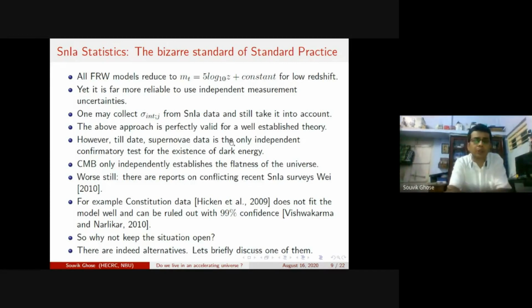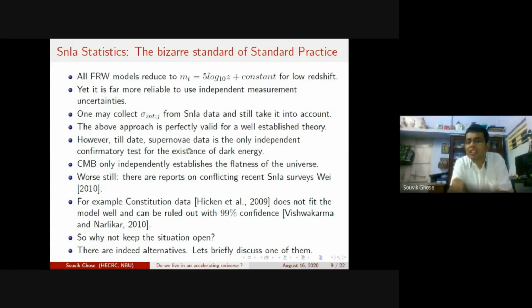The above approach, that means varying sigma_int etc., is perfectly valid for a well-established model. That means if you are certain that your standard model works, you go on varying the sigma_int and standardize your error or something. But in our case, we are yet to establish the standard model from scratch.